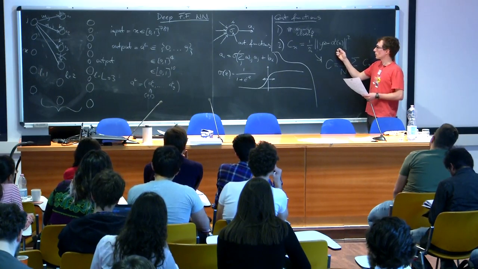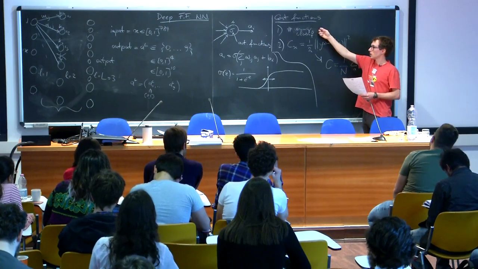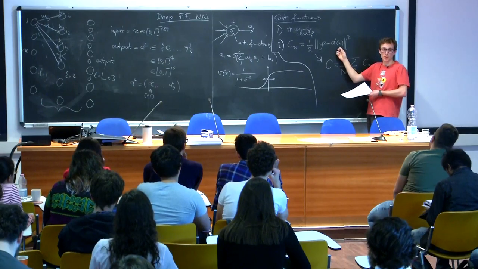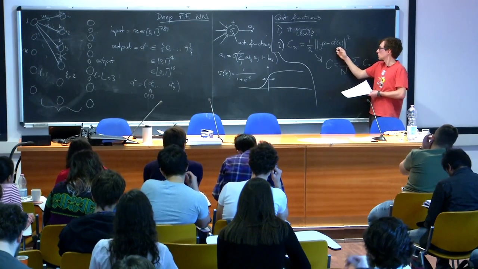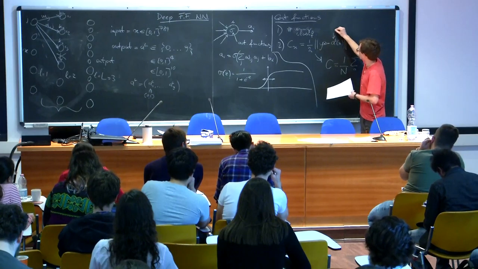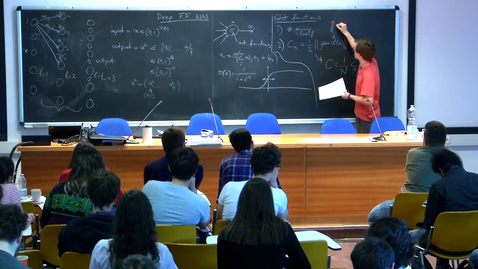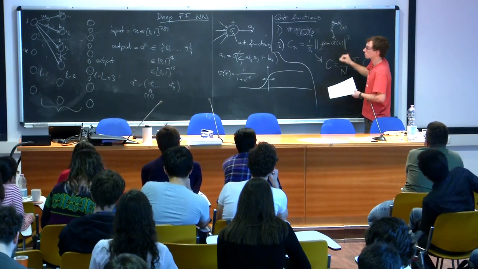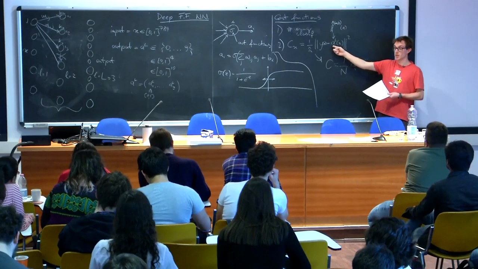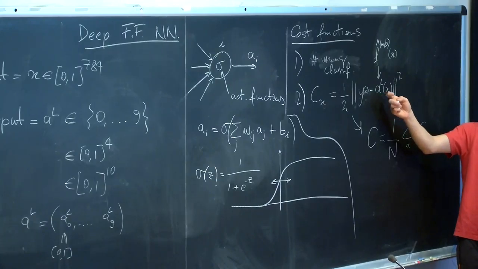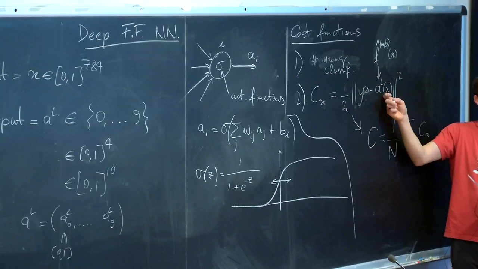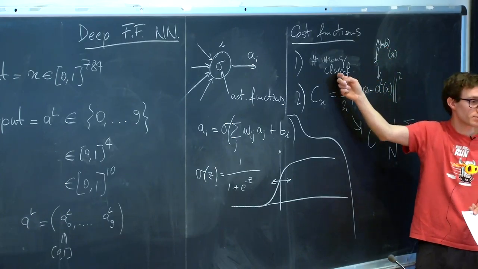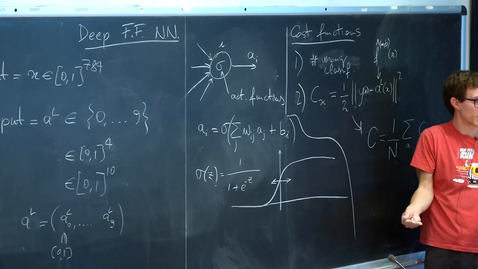The nice thing about this cost is that it is a continuous function of the parameters. This output is our f hat, which depends on the weights and biases of our input. It's the function given by the neural network, and this object depends in a continuous way on these parameters. The number of correct answers doesn't, because numbers are discrete.